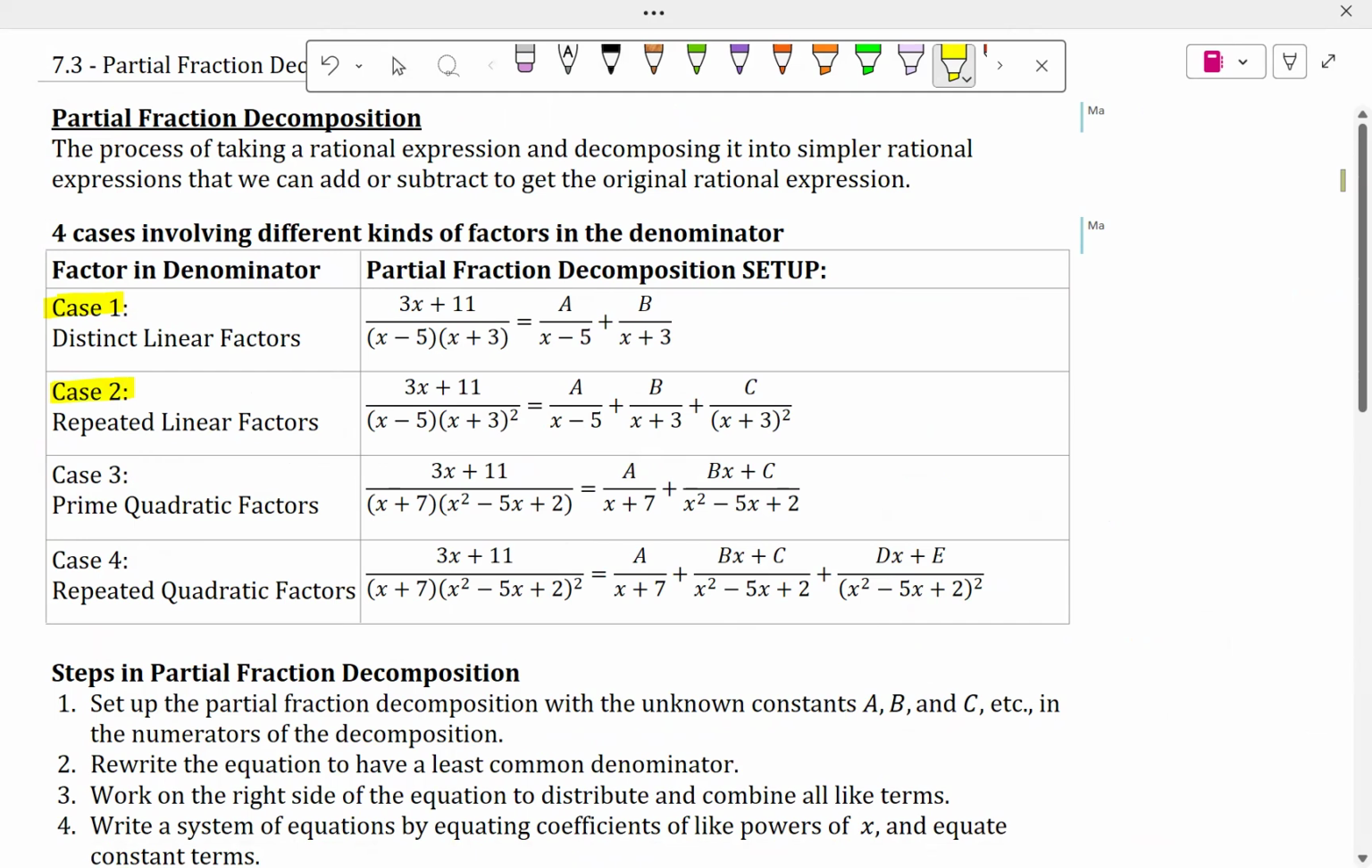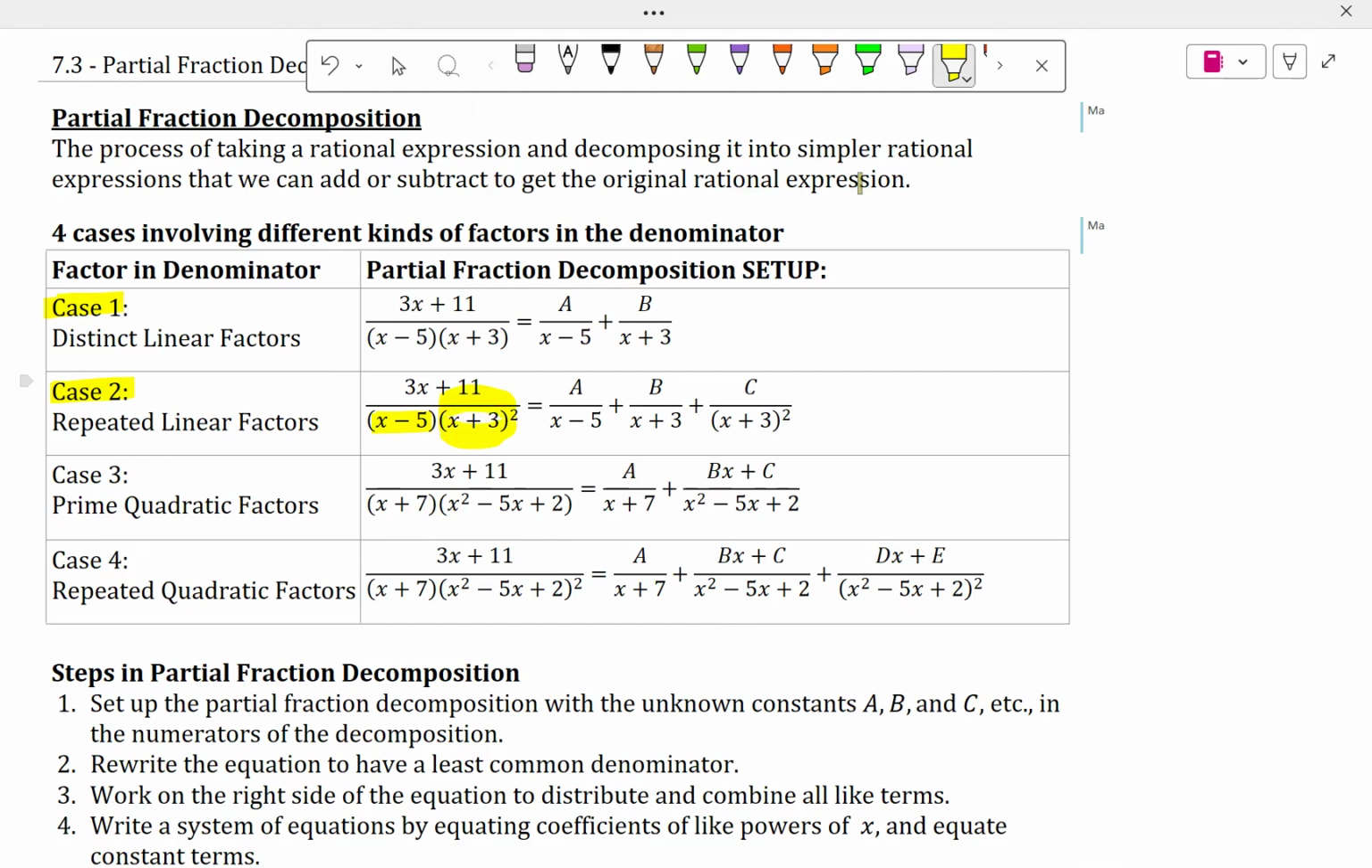The first case we're going to look at is distinct linear factors. What that means is I have x minus 5 and x minus 3 in this first denominator. And those are different. They're distinct. Whereas in case 2, repeated linear factors, I have an x minus 5 here in the denominator. And I have an x plus 3, which is different, so it's distinct. But there are 2 copies of that x plus 3.